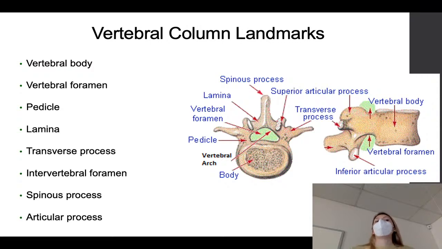We're going to have our processes. We're going to have our spinous process, which is the point going posteriorly. So this is what you would feel when you feel the back of your spine and you feel all those bumps. You're feeling your spinous process. So all of these kind of pokey ridges, those are all of our spinous processes.